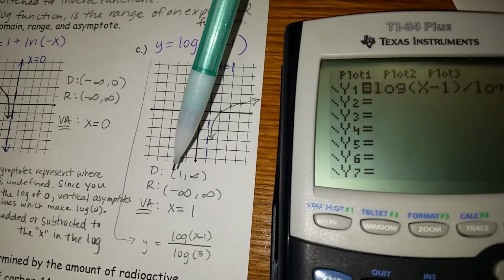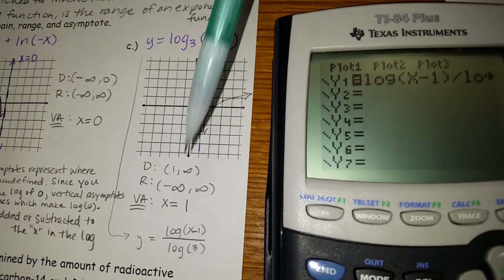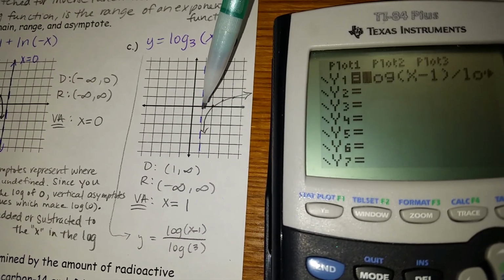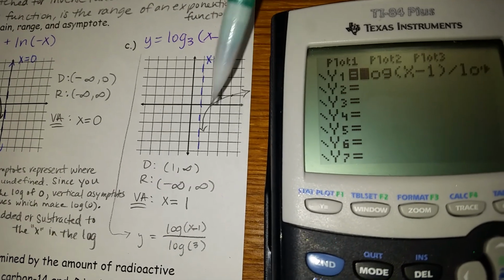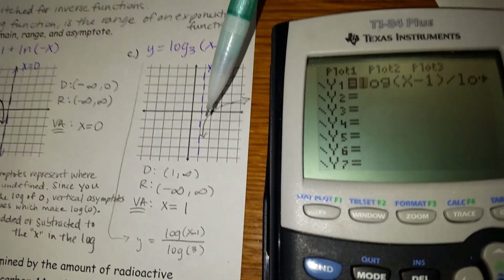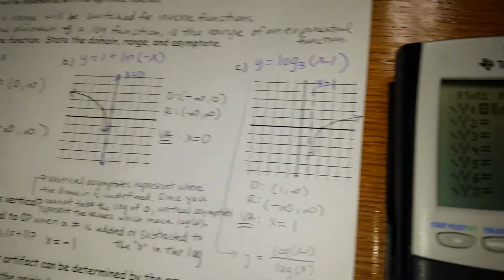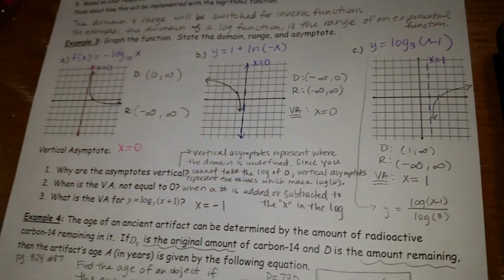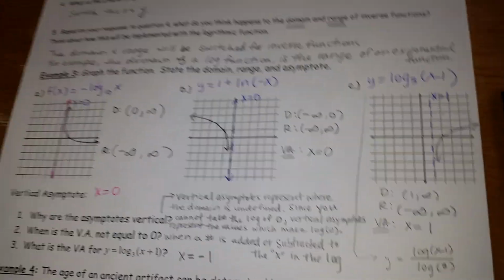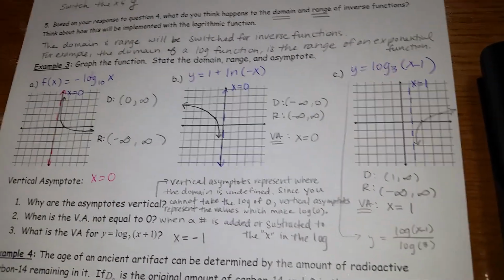So your domain for this is going to be 1 to infinity. So 1 is your lowest x value, infinity is your highest. Your range is still all real numbers, but now we're approaching 1, so our vertical asymptote is going to be x equals 1. Okay, in the next section, I'm going to explain more about how to get those vertical asymptotes.